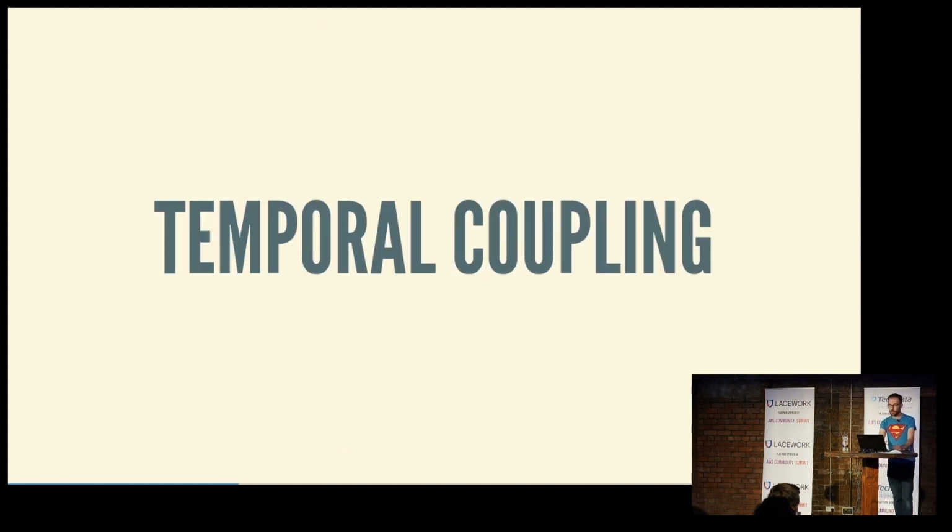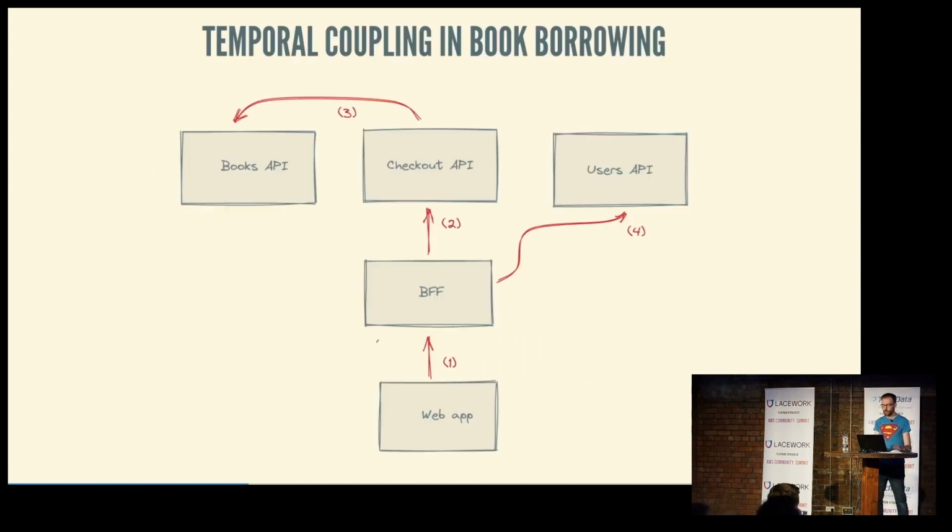So there's another kind of coupling that's present in our systems, and that is temporal coupling. So if one component is temporally coupled to another, it's unable to return a result independently, right? So in this situation, we've got our library web app, and it talks to the back end for front end. You want to check out a book, so the checkout API has to call the book API to get some details, and then the back end for front end is going to call the user service to say this user's got the book.